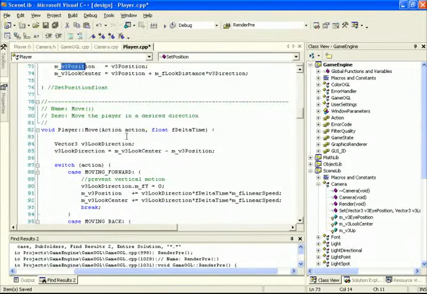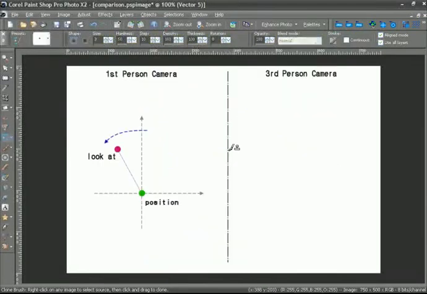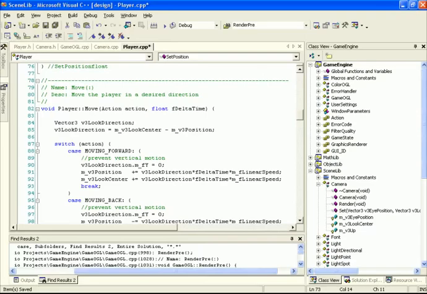Movement. Well, we need to do a few extra things in here. At the top, we define this vector called v3 look direction, and it's a vector that represents the distance from our position to our looking center. If we go into PaintShop Pro here and take a look at this figure, we can see that here's our position, here's our look at position. Our vector is going to be this guy here that goes from our position to our look at point. Knowing that, this describes our looking direction.